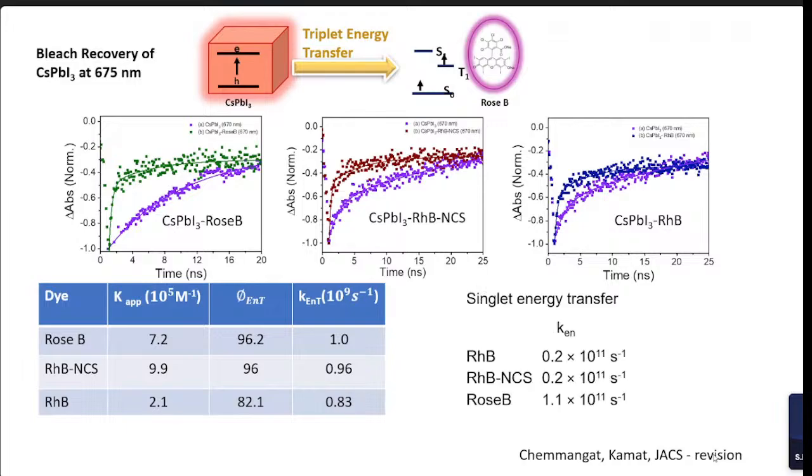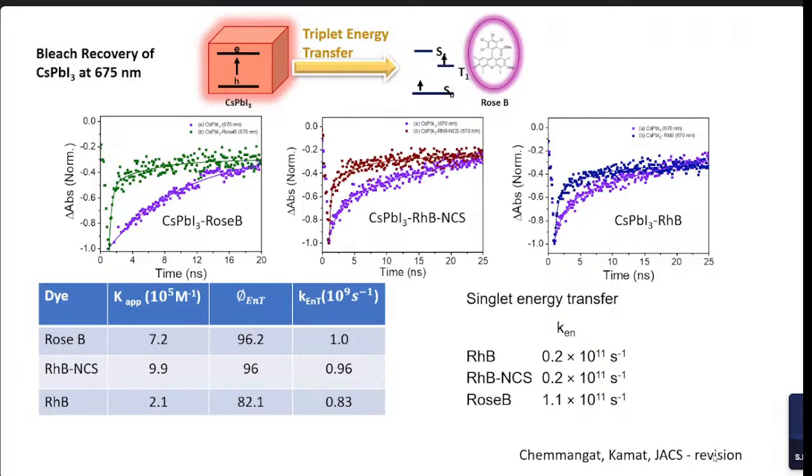So again, comparing this singlet energy transfer rate constant from cesium lead bromide, this is cesium lead iodide, same dye molecule. By changing the donor from bromide, which is a higher energy, to a lower energy cesium lead iodide, we can decide whether it goes singlet or triplet.